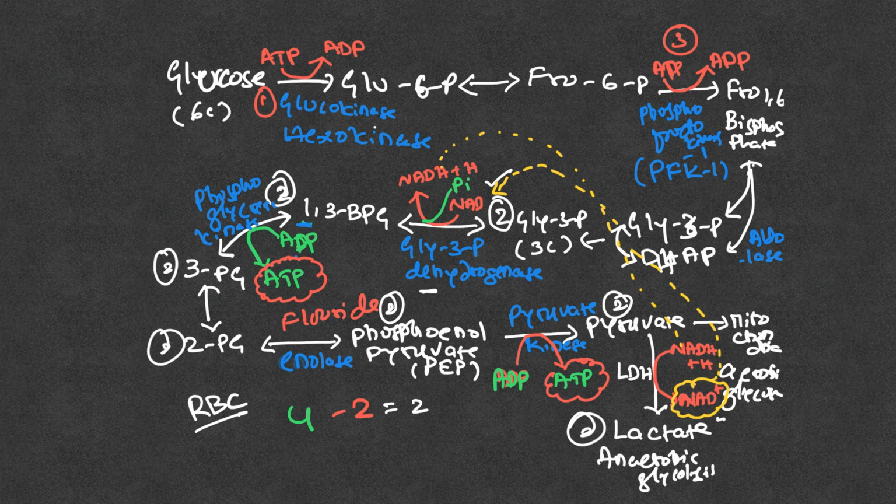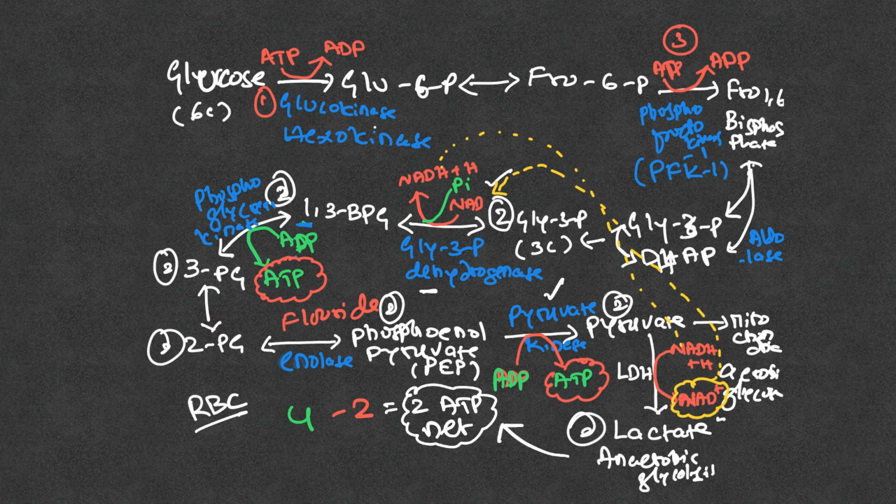So overall, you get a net 2 ATP. This is the net ATP yield under anaerobic glycolysis. So under anaerobic glycolysis, the net ATP yield is 2 ATP. From where do those 2 ATP come?